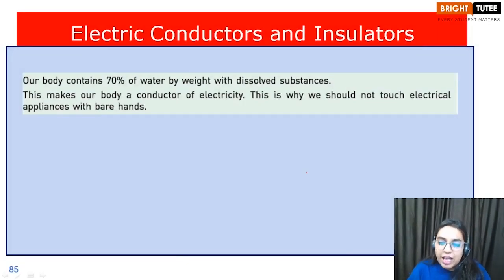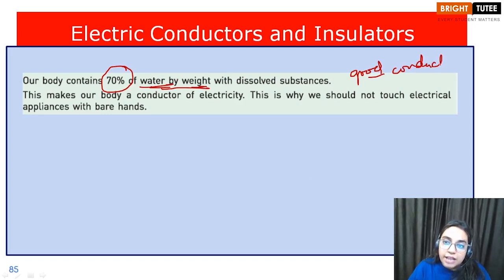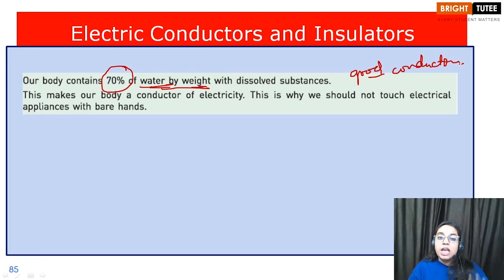So children, we have an interesting fact for you: our bodies are 70% water by weight. Okay children, and that is why our bodies are good conductors of electricity. They are good conductors and that is why we can easily get an electric shock. Therefore we should never ever touch electrical appliances with either wet hands or bare hands.